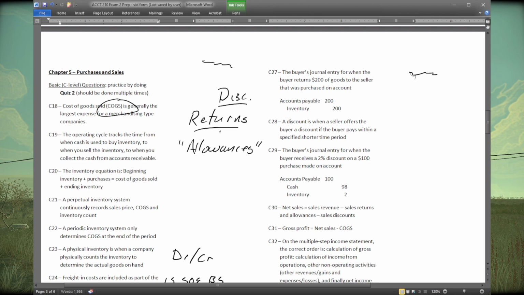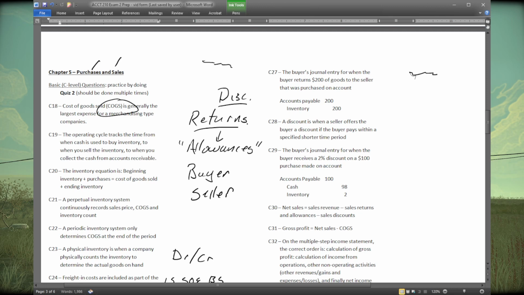Look, the only difference between a return and an allowance is that a return is an actual physical return of the goods. With an allowance, there is no physical return of the goods. The seller just gives the buyer a credit on account. But I want you to know what a return looks like and what a discount looks like. And remember, we have to look at it from both the buyer's point of view and the seller's point of view, right? We're looking at purchases and sales.